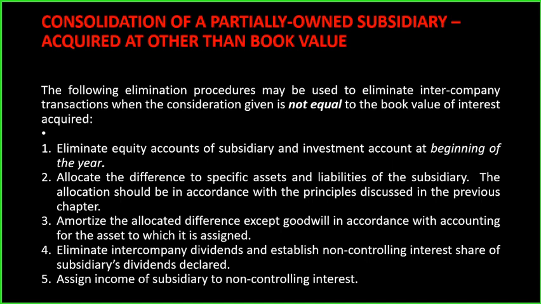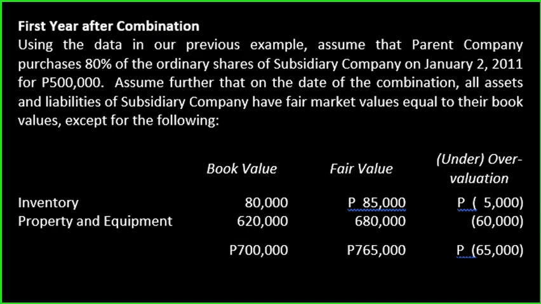Consolidation of a partially owned subsidiary acquired other than book values. Okay, so you still have the same transactions, same journal entries, except that this time we are going to consider the difference of the fair market value and book value and amortization of the difference. Balikan nyo na lang to. Hindi nyo rin lang maiintindihan pag i-discuss ko siya na ganyan. So, punta na tayo sa application muna. Saka natin balikan. Here, in the first year of operation, the parent company purchased 80% for 500, and there is a difference in some of the assets of the subsidiary.